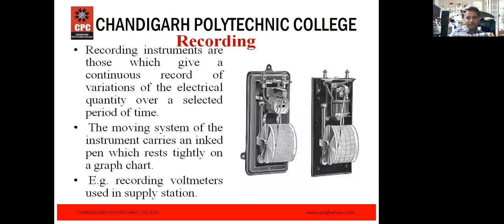Next is the recording instrument. These are the type of secondary instruments that maintain a particular record of the quantity over a selected period of time. For example, recording voltmeter used in supply station. These are the recording instruments. Its name itself indicates they have to maintain a record for a particular time.